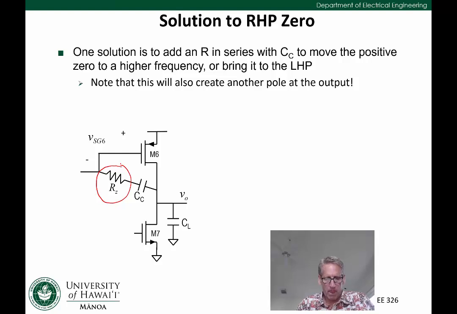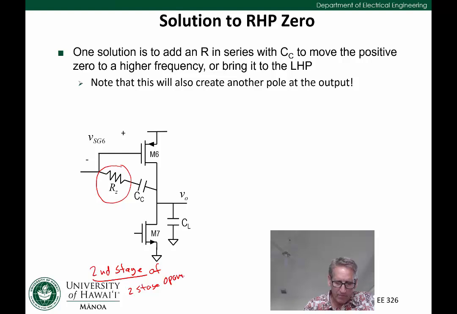So if we want to analyze this, it's instructive to look at the small signal model now for transistors M6 and M7 for the circuit. Keep in mind, this is the second stage, in case this wasn't clear. This is the second stage of a two-stage op-amp. So we're only showing the second stage transistors M6 and M7.